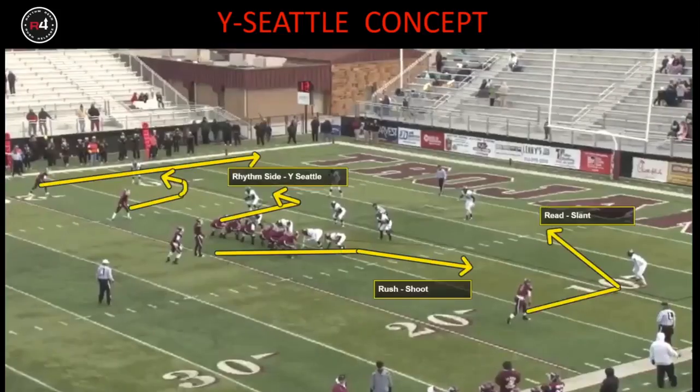Here is another clip of Y Seattle scat. We like this in the middle of the field as well. Running 3-by-1 formations in the middle of the field increases the route space for the single side receiver. We now have a bigger glance window.